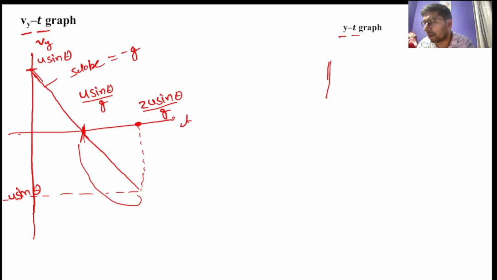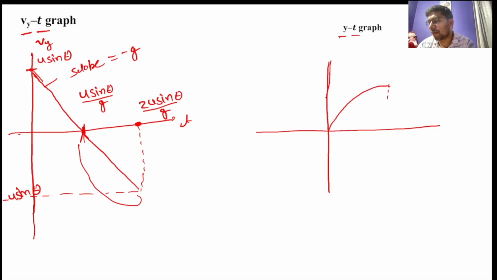Now we have to find the displacement in y direction versus time graph, so the y versus time graph. See, it will be a parabola shape, and it will go like this up to maximum height. What will be the time when it reaches maximum height? u sine theta by g. And what will be the value of maximum height?